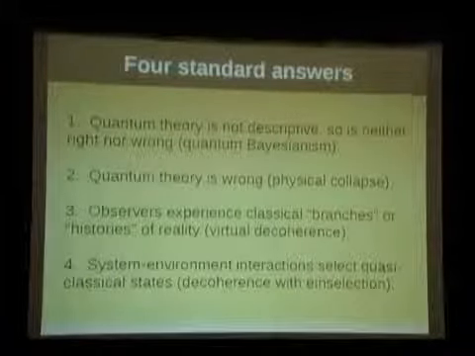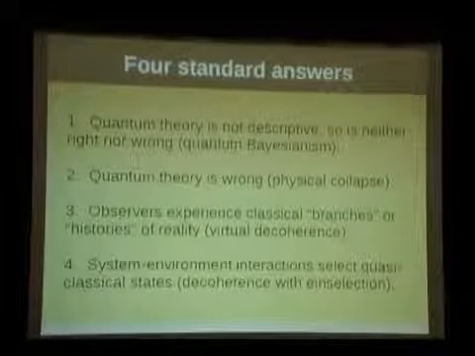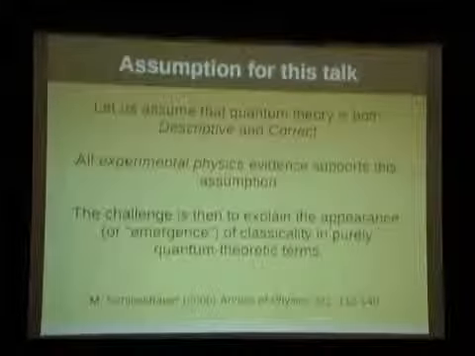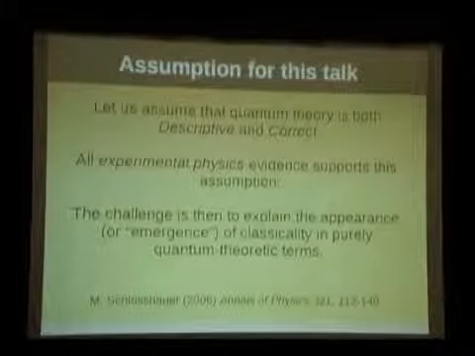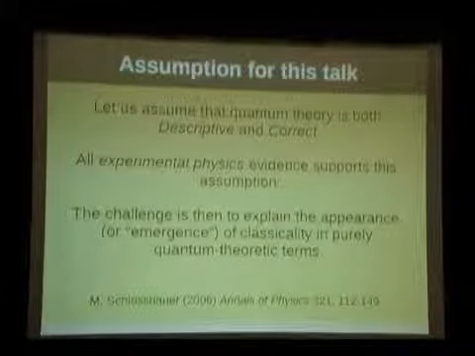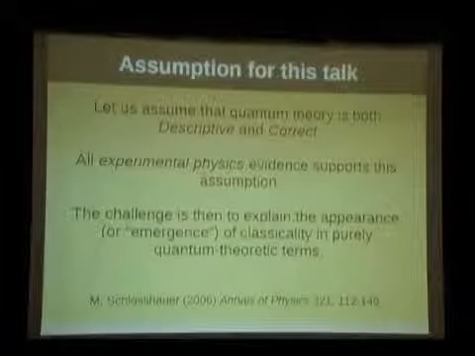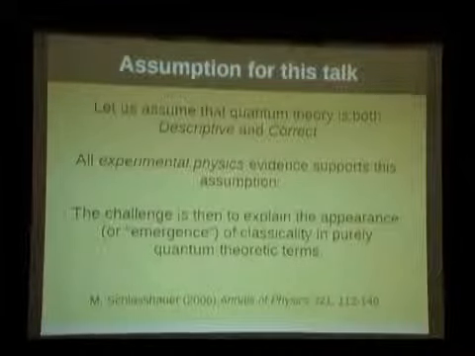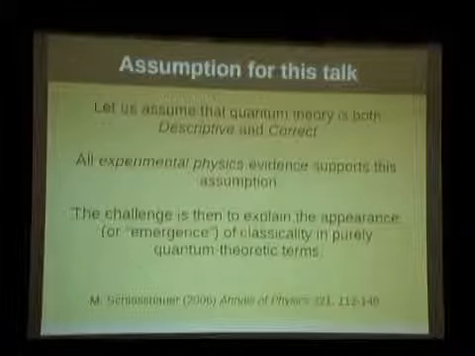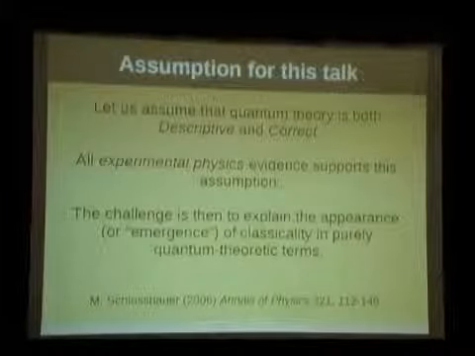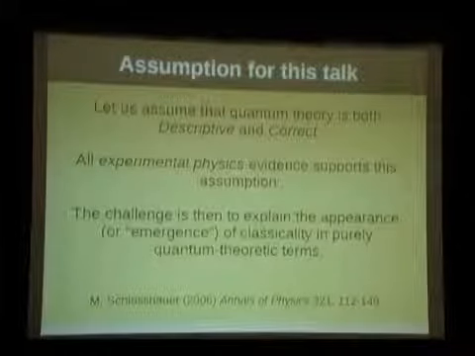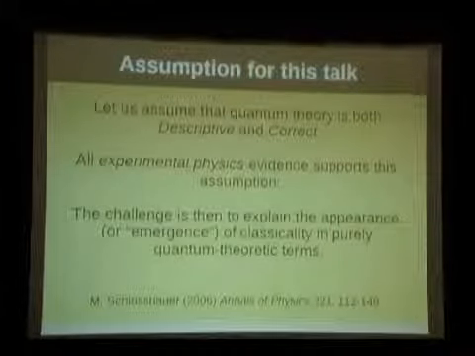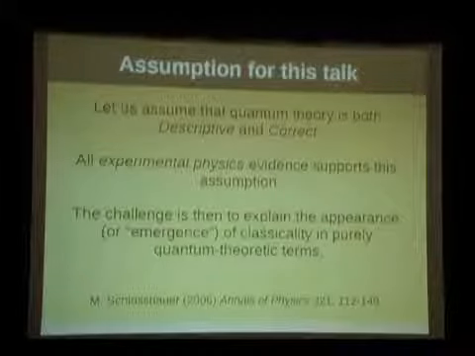So these are all sort of options that we can think about, and what I want to assume for this talk, since this talk's about what quantum theory implies for observation, is that quantum theory is both descriptive, so it's actually about reality, and it's true. So this is an assumption. I want to make it very clear that this is an assumption, that quantum theory is descriptive and true, that we're just going to explore the consequences of for observation.